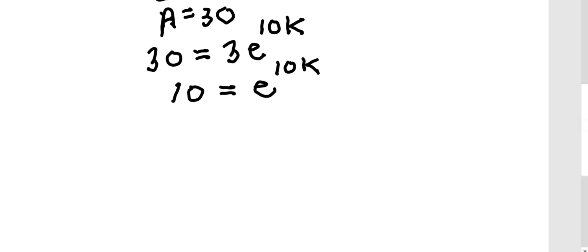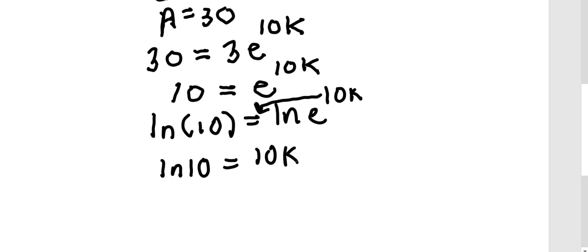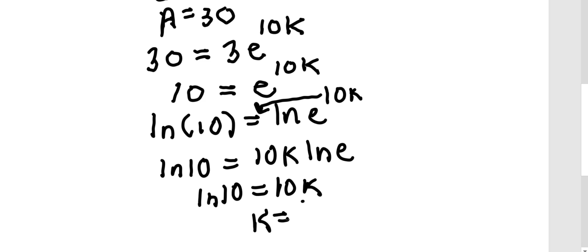To solve this equation, I'm going to take the natural logarithm of both sides. So what's going to happen is that using the laws of logarithms, the 10k comes to the front. So we get ln of 10 equals 10k times the ln of e. Natural logarithm of e is 1, so we get that ln of 10 equals 10 times k. Divide both sides by 10, and we get that k is ln of 10 all over 10.